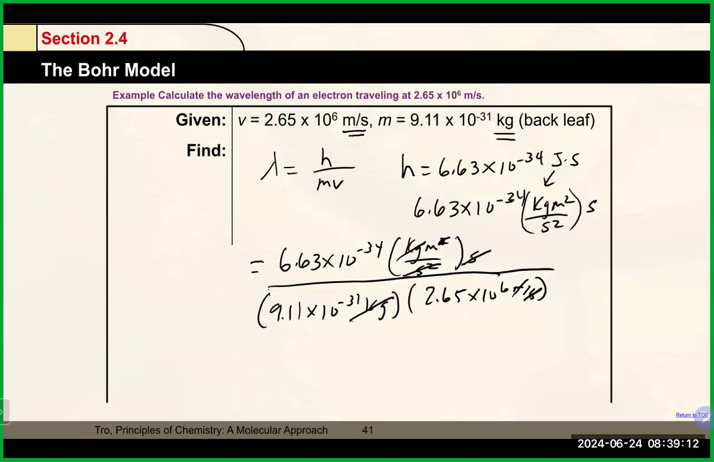Which is good. So 6.63 times 10 to the minus 34 divided by 9.11 times 10 to the minus 31. Again, make sure you are using your exponent button. I would hit equals and then divide by 2.65 times 10 to the 6th. That's going to get us something like 2.75 times 10 to the minus 10 meters for our electron. So even a particle like an electron will have a wavelength associated with it because it does have some wave-like characteristics.